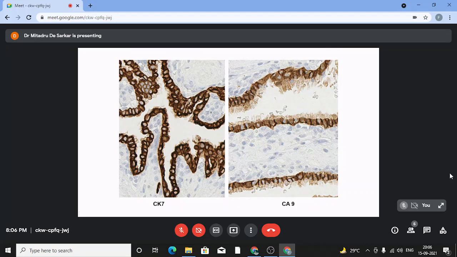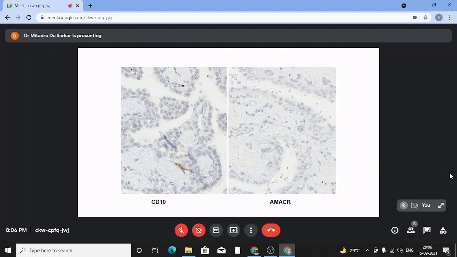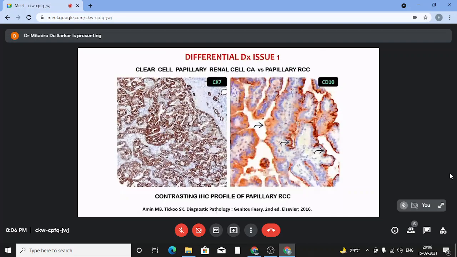On the other hand, if you do the markers for papillary RCC like CD10 as well as racemase, you see that they turn out to be negative. So IHC is important in this particular tumor, because the separation of PRCC from this particular family is very important.